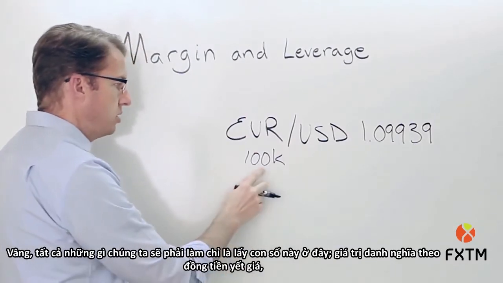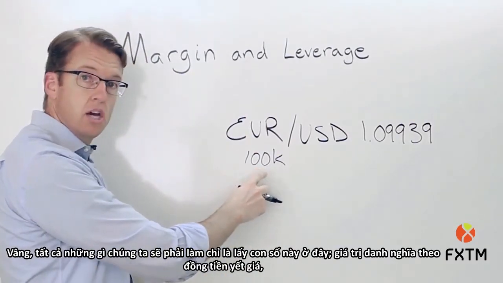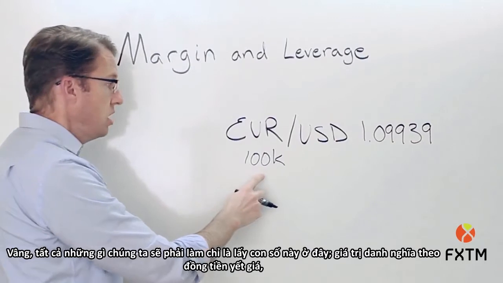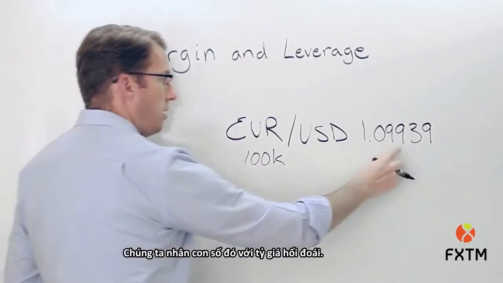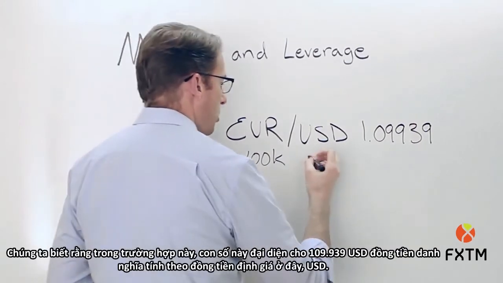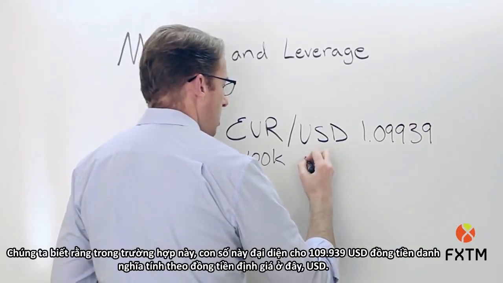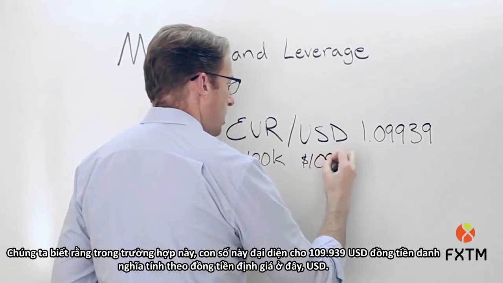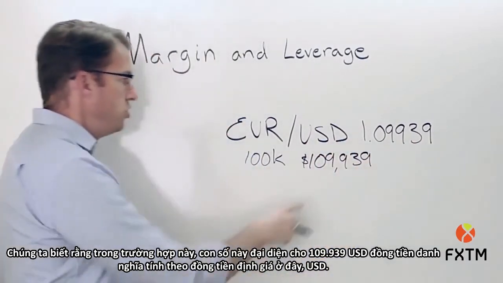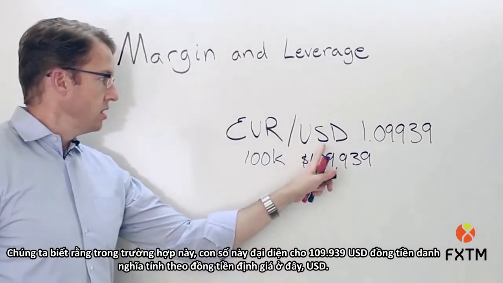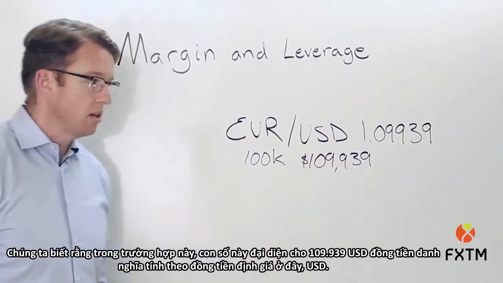Well, all we would have to do is take the notional value in the base currency. So how many units of the base currency does this lot represent? We multiply that by the exchange rate. So we know that in this case, this represents $109,939 of notional value in the quote currency, the US dollar.